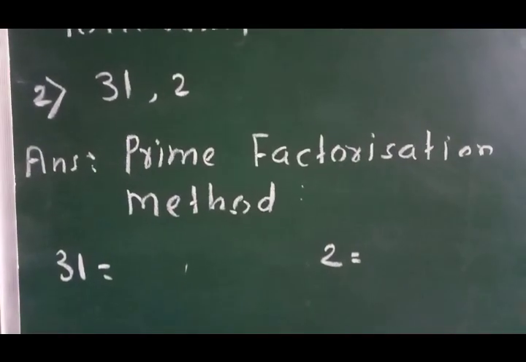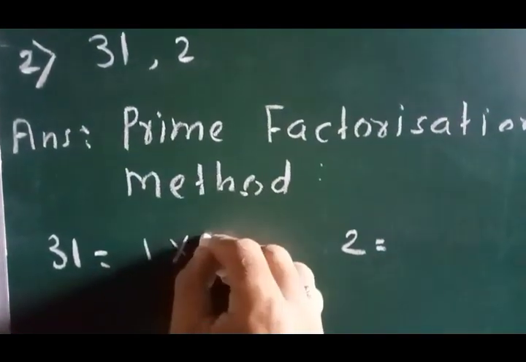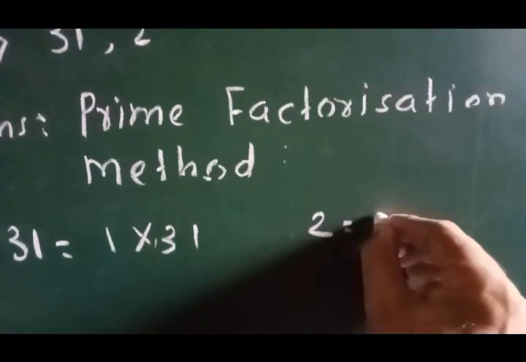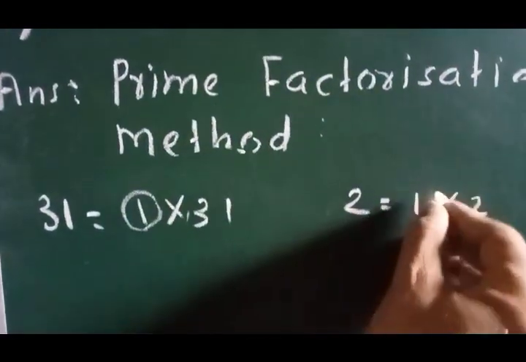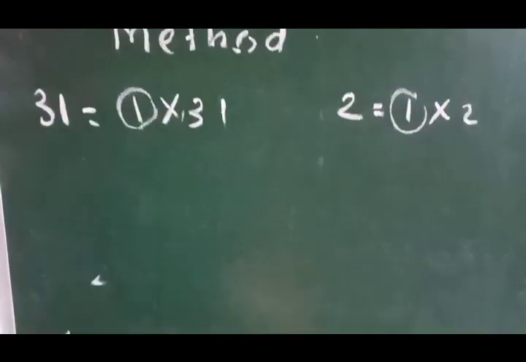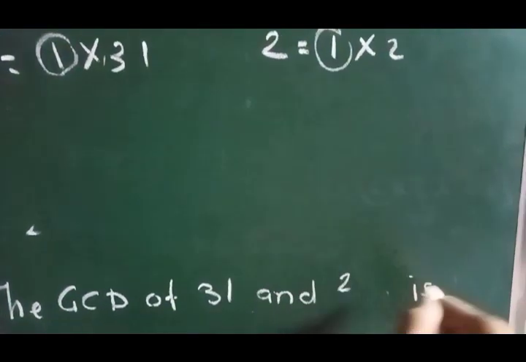Second, 31 and 2, prime factorization method. 31 is 1 into 31, and 2 is 1 into 2. Your common factor here is 1, here also 1. So the GCD of 31 and 2 is 1.